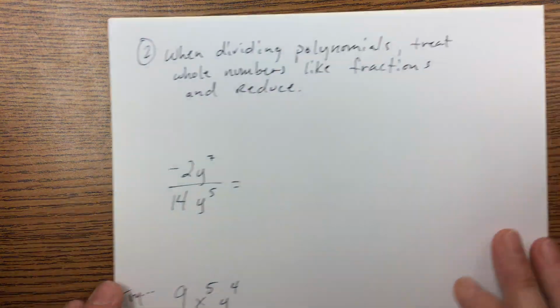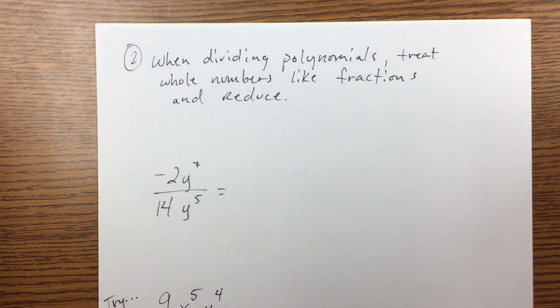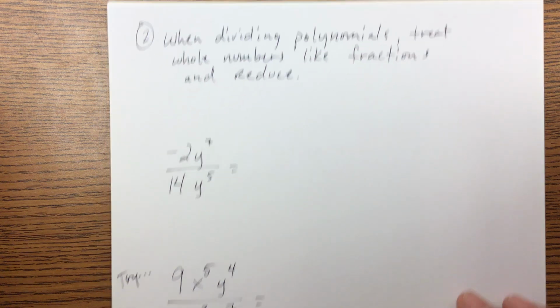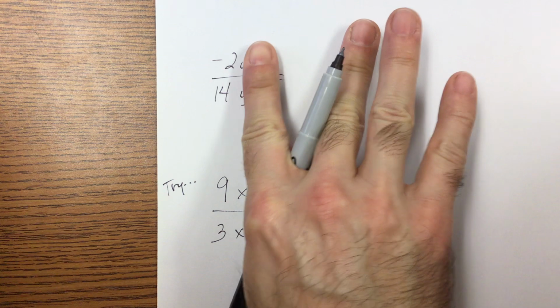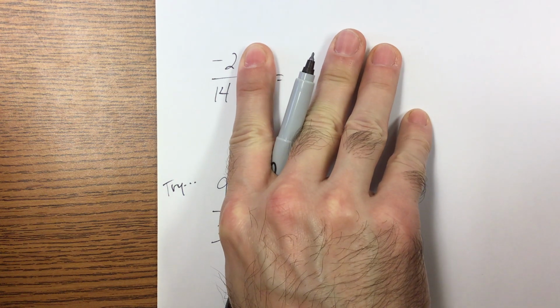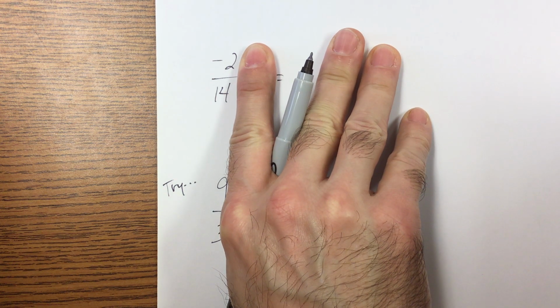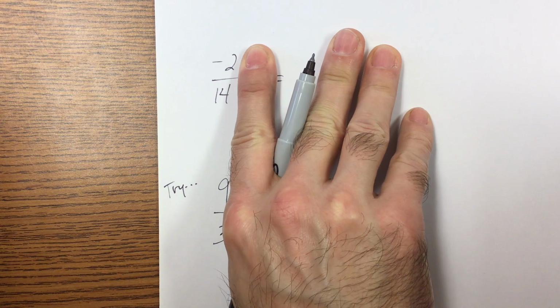Okay, here's another part of this rule. Write this down. When dividing polynomials, treat whole numbers like fractions, all right? And reduce those fractions. So let's look at this first one. Think of -2/14, all right? We need to reduce that fraction.